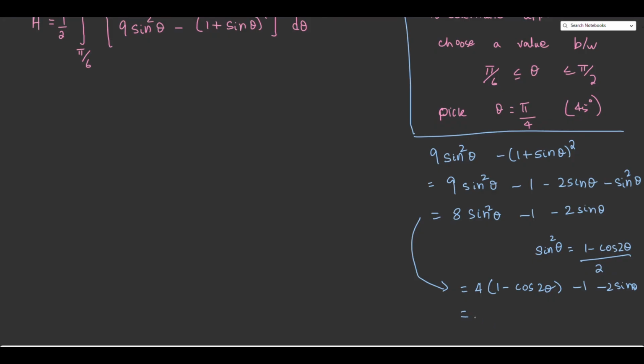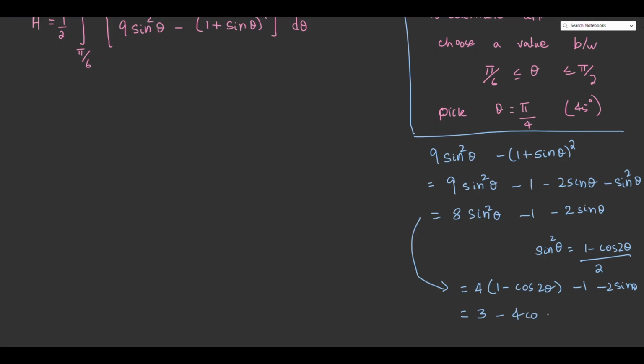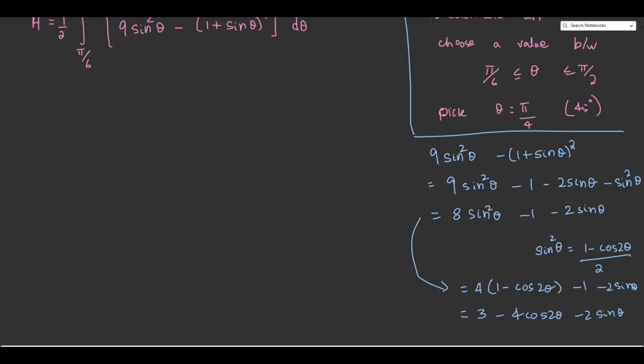So when you multiply the 4 inside the bracket, 4 multiplied with this, and then we have this minus 1, so it becomes 3 minus 4 cosine of 2 theta minus 2 sine of theta, and then substitute this here in this formula. So when you substitute this in this integration formula, so what do we get here?